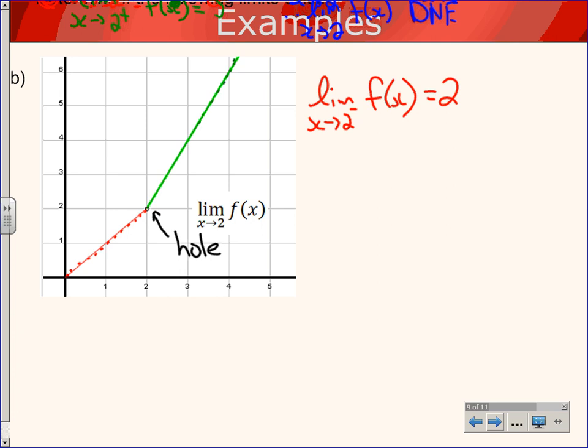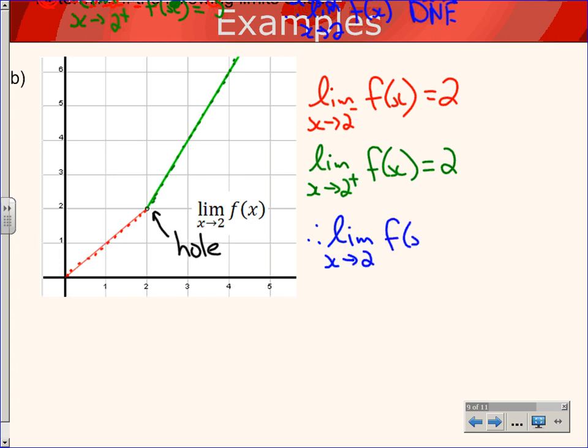Same thing from the right. If I come in like this, I get really, really close, and I'm still approaching 2, even though there's a hole there. So there is a gap, but the limit exists because both the left and the right are approaching the same thing. So overall, the limit's 2. That one worked. A little bit tricky because it's got a hole in it, so it's not exactly what we were expecting.